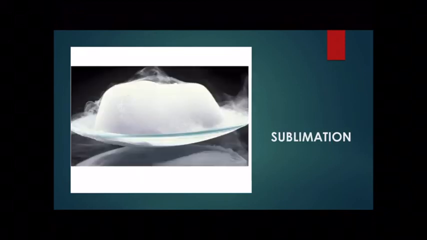Next is sublimation. So this is an example of dry ice on a plate. See how smoky it is, but without heating it. So sublimating substances are those which get directly converted from the solid form to the gaseous form without heating it, or it coming to the intermediate state, that is the liquid state.